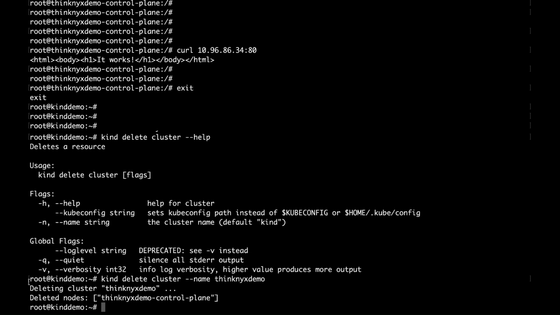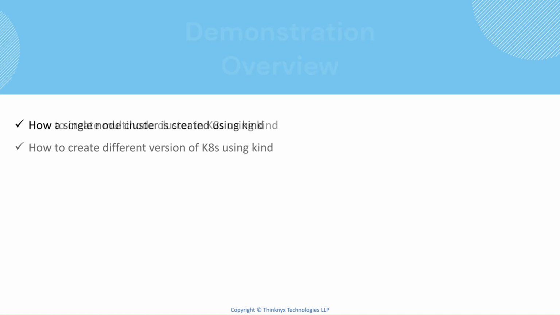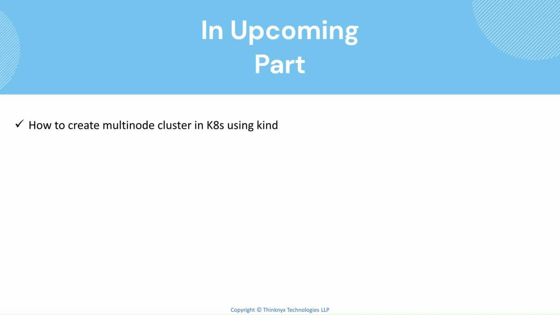So that's it for this demo. In this demo, we have shown you how a single node cluster can be created using kind. We also understood that if we want to create a different version of Kubernetes, we can do that very easily using kind. In the next part of this series, we are going to cover how to create a multi-node cluster in Kubernetes using kind.